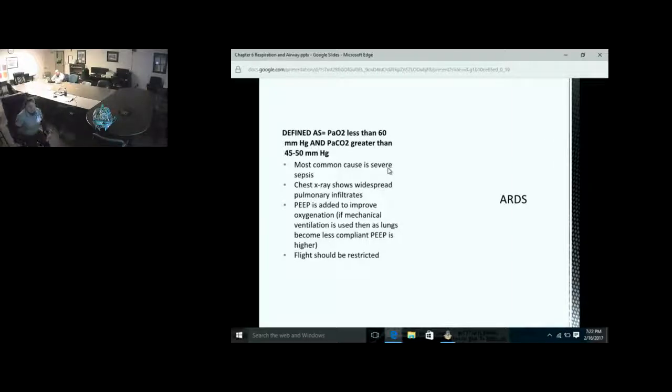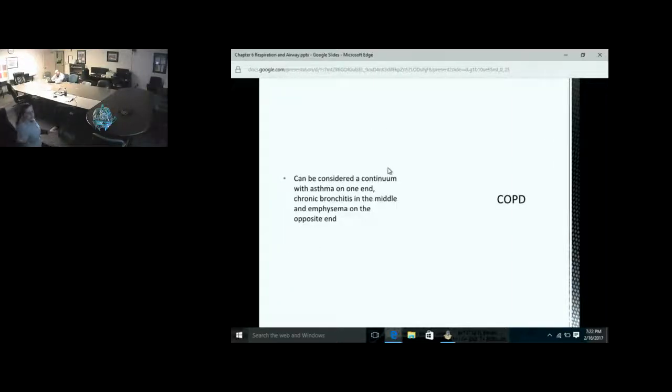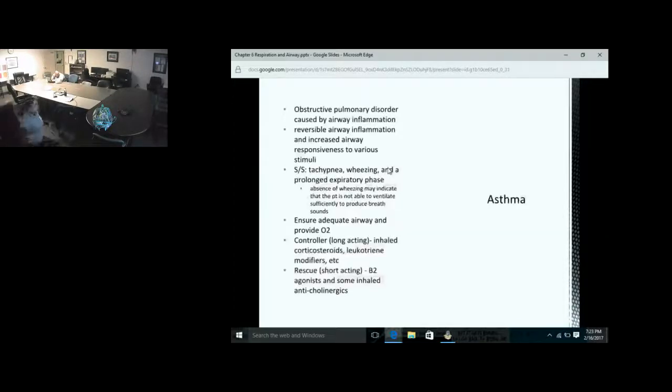COPD is not a condition, it's a classification of conditions to include asthma, chronic bronchitis, and emphysema. Just saying. Asthma is on one end of the spectrum. It's an obstructive pulmonary disorder caused by reversible airway obstruction due to increased responsiveness to various stimuli. You control it with a long-acting. You fix it with a short-acting.